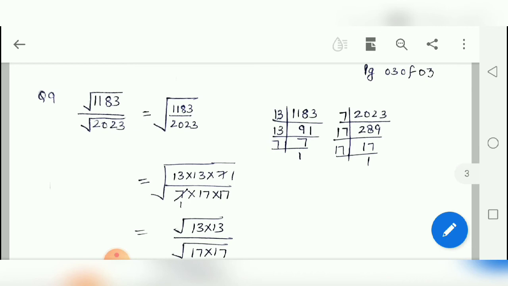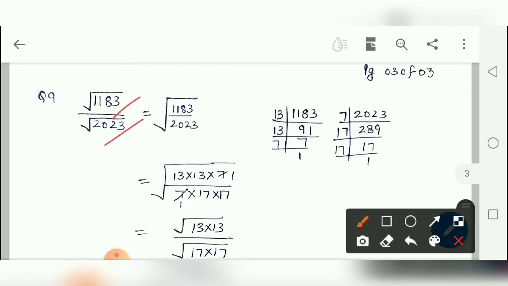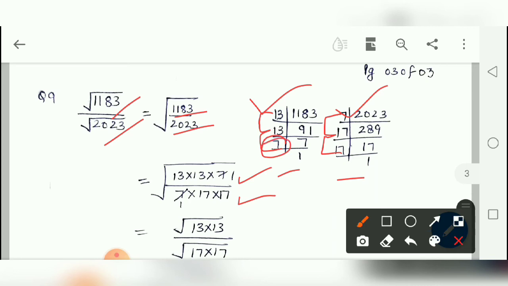Now in such type of question, when these two numbers are not perfect squares, what do we have to do? Yes students, we have to do the prime factorization. Here I have done it. Now in place of 1183 I will write 13 into 13 into 7, and in place of 2023 I will write 7 into 17 into 17. Now here you can see 7 is unpaired, and here also the 7 is unpaired. Then from numerator and denominator we can cut the 7 factor.